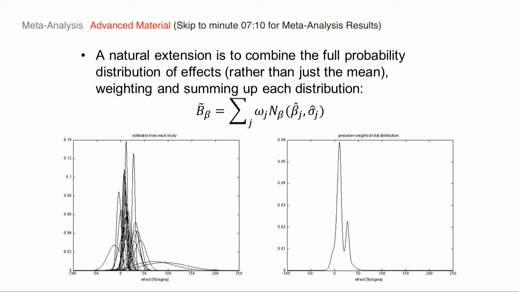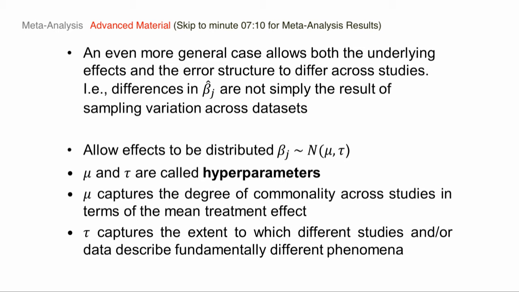Out here, just like you can weight and then sum up the beta hats, you can weight and sum up these distributions to come up with a pooled distribution of effects. An even more general case allows the betas to differ.